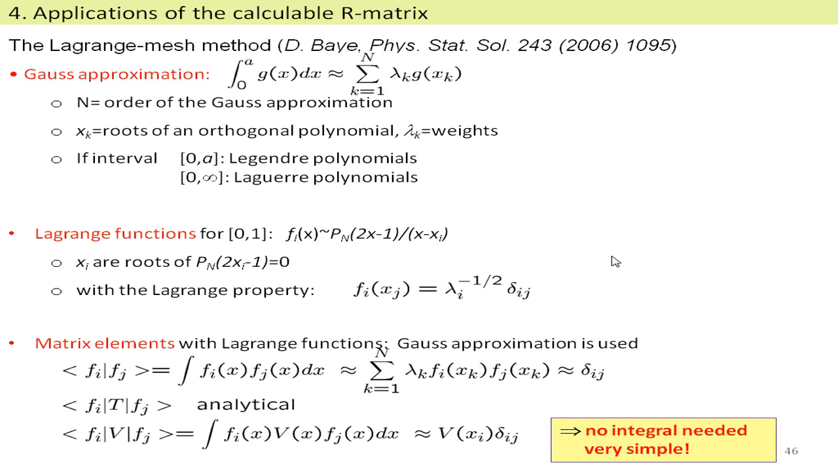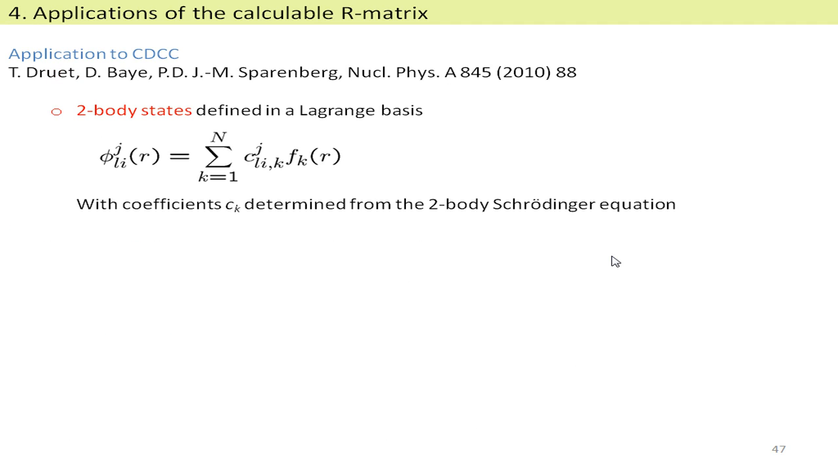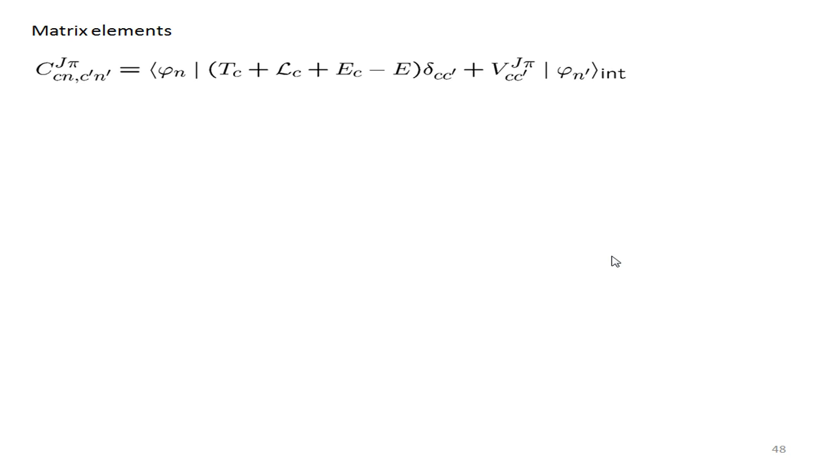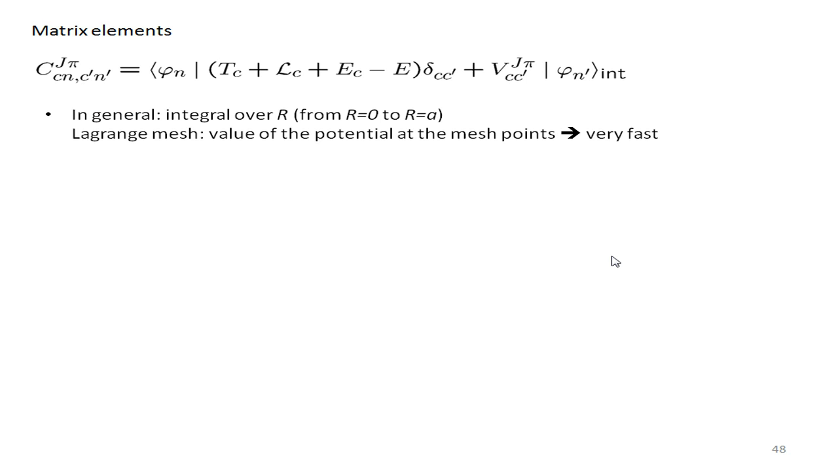So these are very simple matrix elements. This is why it's widely used now in many fields in nuclear and atomic physics. And this can be extended to non-local potentials. I don't show it, but it's very simple. So this was done with the student Thomas Druet. We expanded here the deuteron functions in the Lagrange basis, and then we compute the coupling potentials, which are very simple to determine. And then, as usual, we determine the matrix, well, I called it D before, now it's matrix C. It's a generalization to multi-channel calculation.